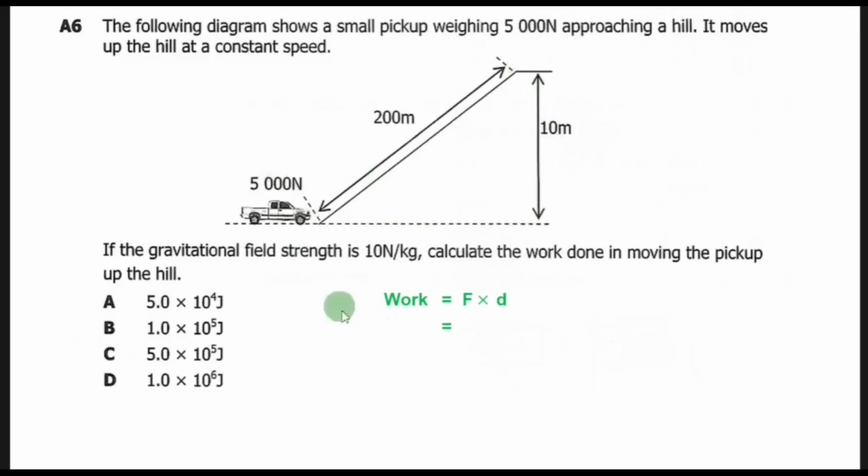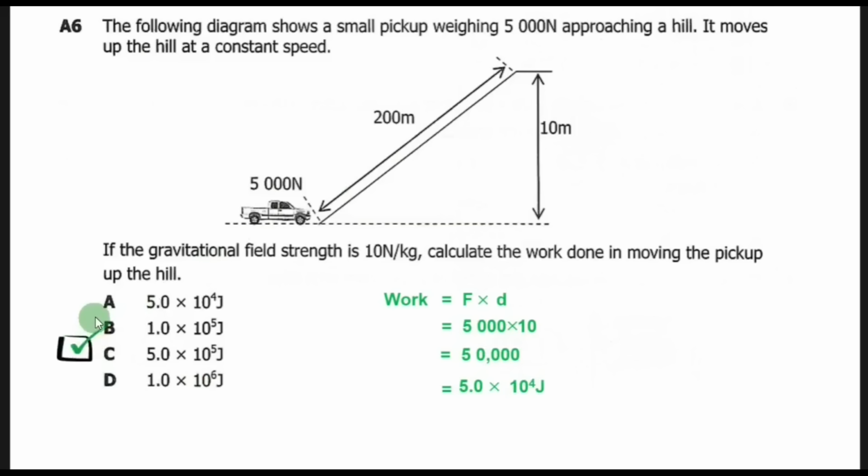So we'll get 5,000 Newton times the distance, which is 10. When we multiply 5,000 times 10, we'll get 50,000. And then when you check, our answers are all written in standard form or scientific notation. So we can convert this one to 5.0 times 10 to the power 3. We are just moving the point here: 1, 2, 3, 4. It lands there. So we'll say 10 to the power 3 joules as the units of work. So our answer is what?